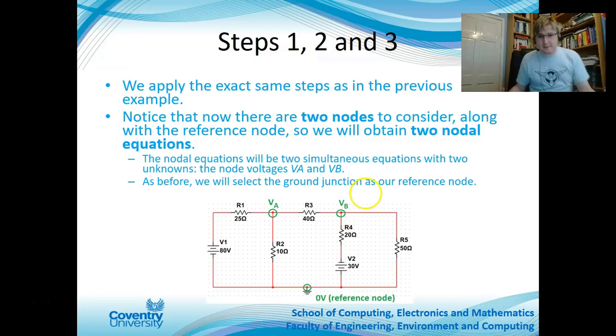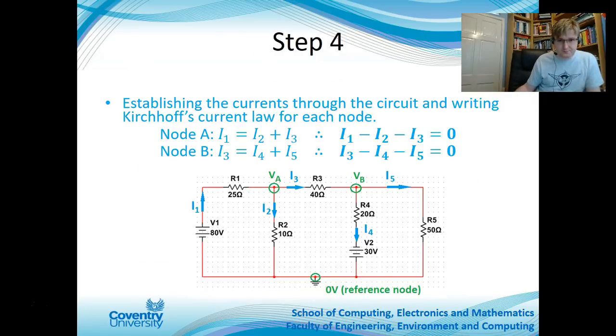Again, I'm going to put my ground as my reference node at 0 volts. I've got my VA here, which is this node where R1, R2 and R3 meet, and a VB here where R3, R4 and R5 meet. And I want to find VA and VB. So essentially that's done steps 1, 2 and 3 all in one go.